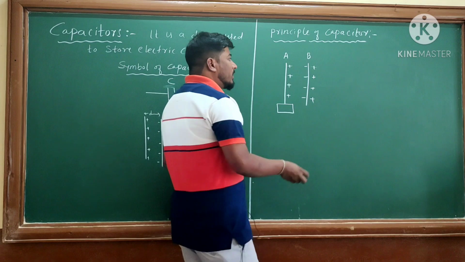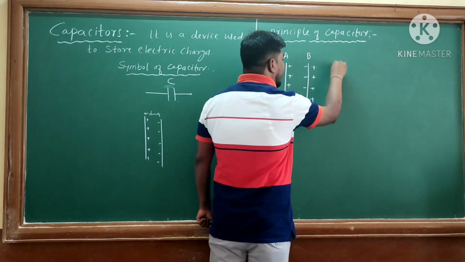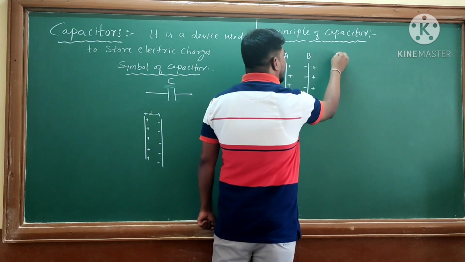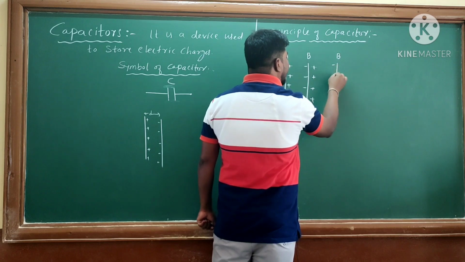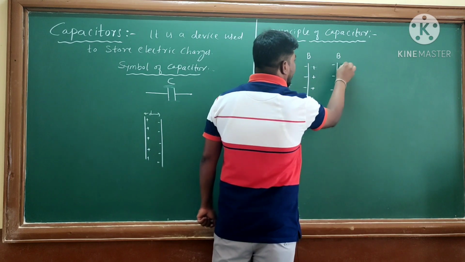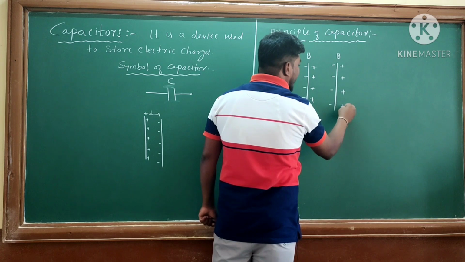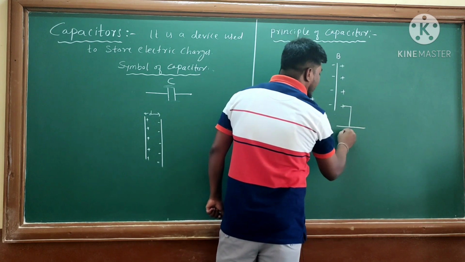Alright, then the next thing I will do is connect the conductor B, which is positively charged, to ground.